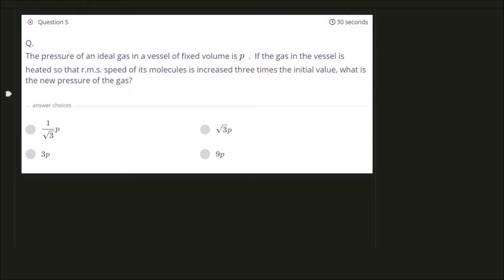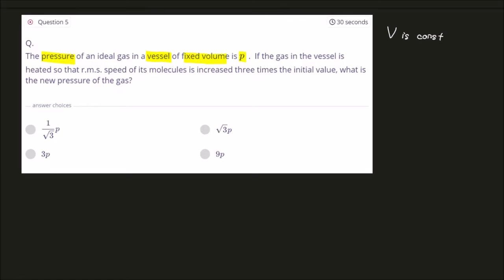Question 5. The pressure of an ideal gas in a vessel of fixed volume is P. So from here, your first thing you can say is that the volume is constant. And they now tell the pressure is P, but we're not sure why they give this, so we leave it here first. Let's continue and read the sentence.